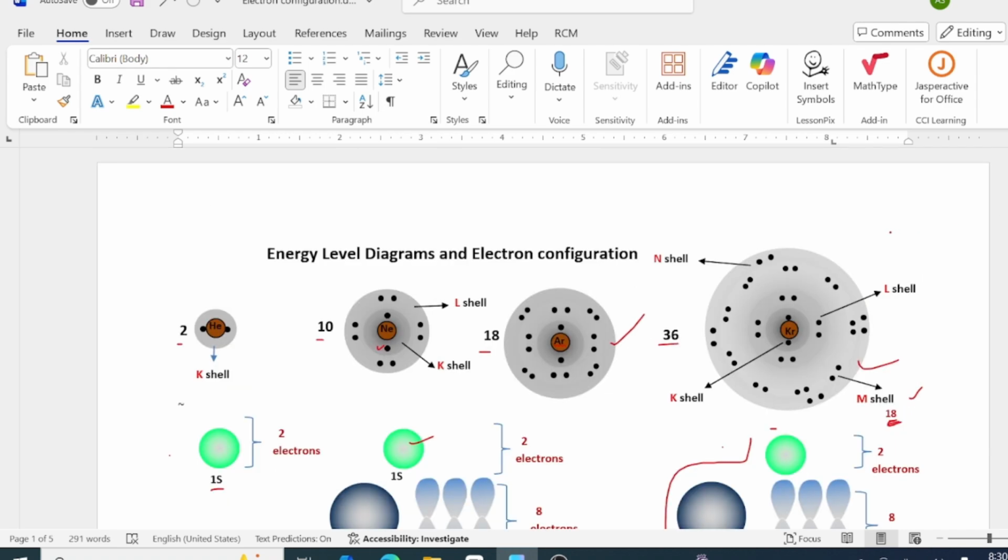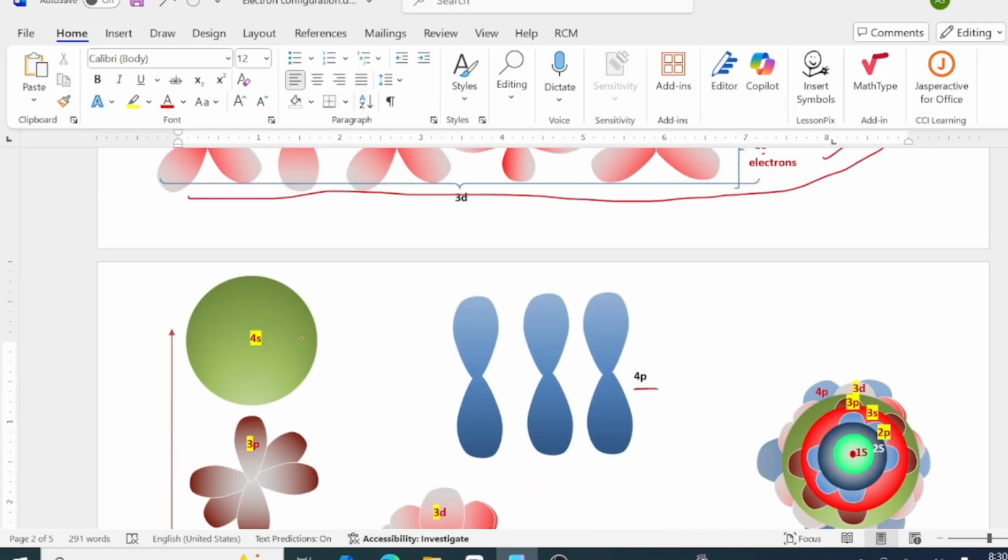However, we now have to talk about the orbitals that are found in this N shell here. You have 8 electrons in the outer shell, a huge s orbital that is called the 4s orbital, and 3 very large p orbitals that are called the 4p orbitals.